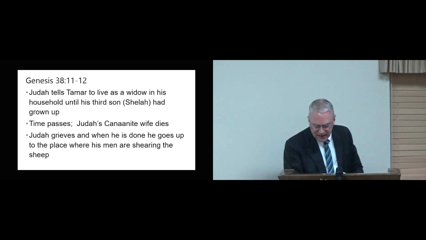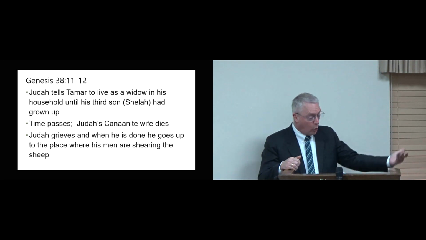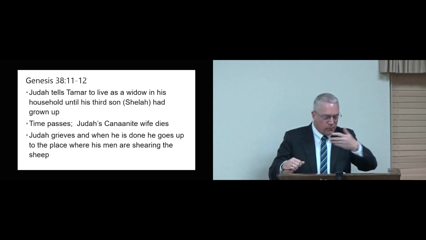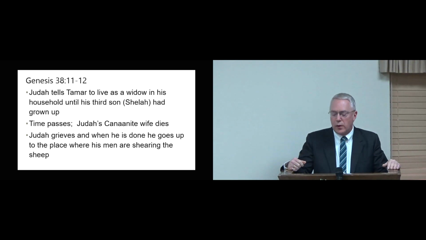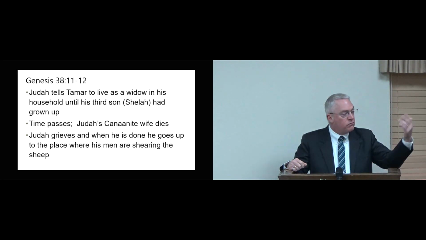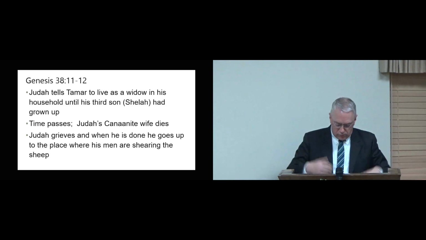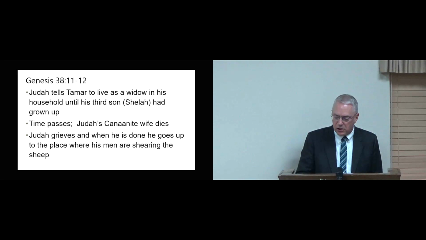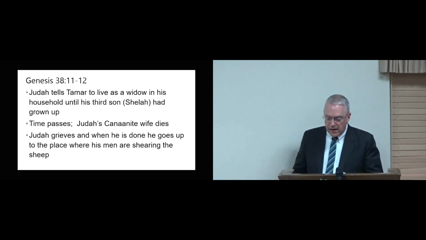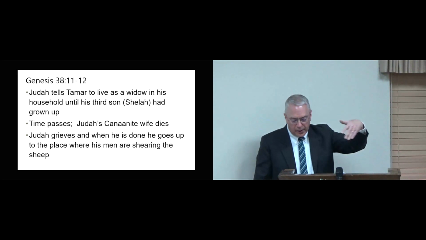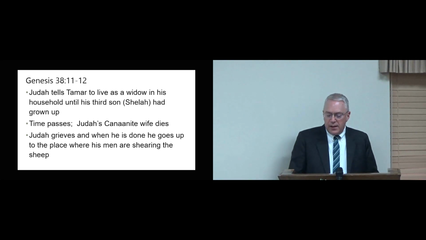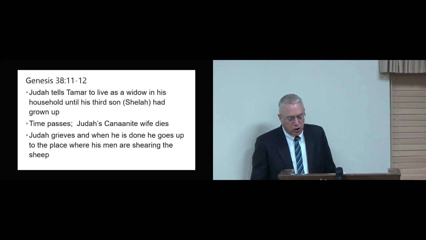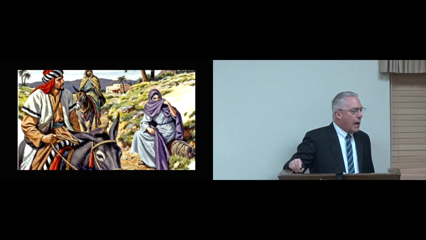So time passes. Eventually, Judah's wife dies. He grieves. He goes through the normal grieving period, and then it's time to go. Apparently, it's the time of year for the men to shear the sheep. So when he's done grieving, he goes up to the place away from their home, where the men are shearing the sheep. And then this happens.